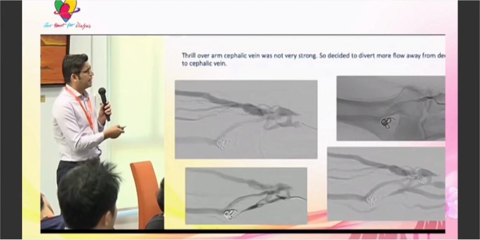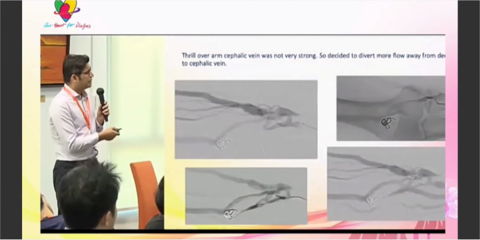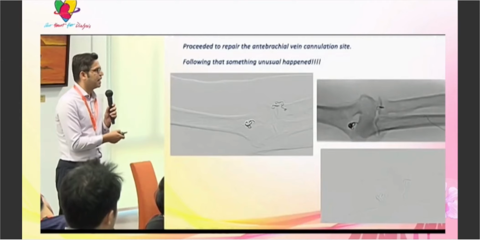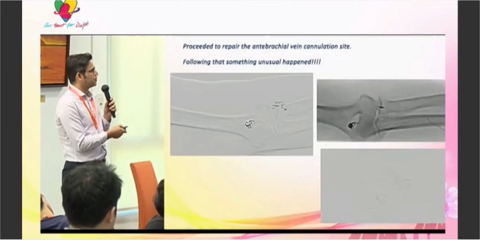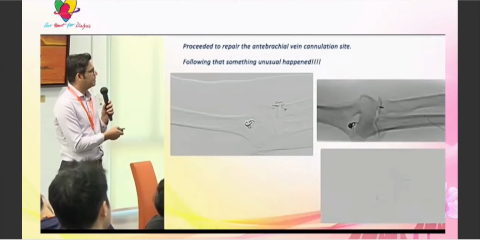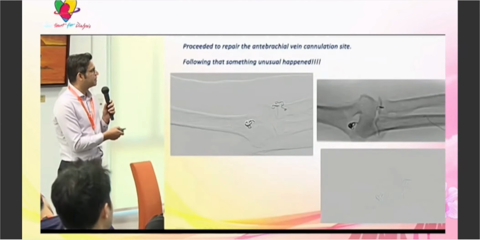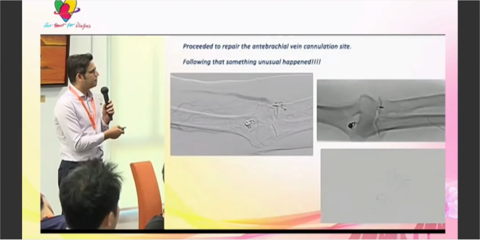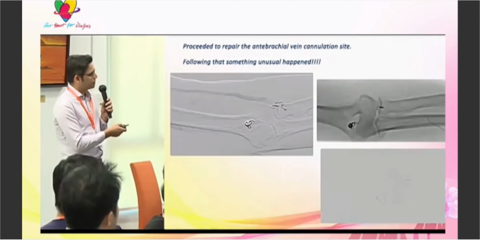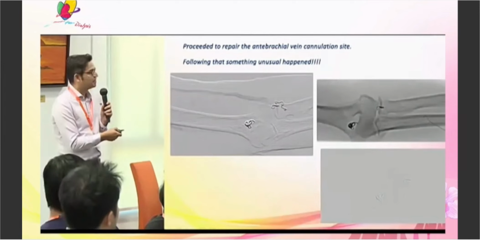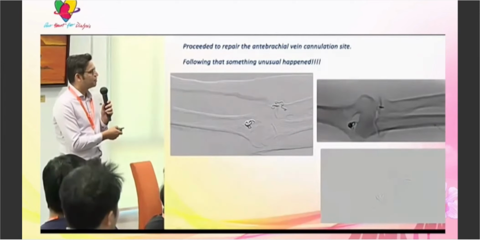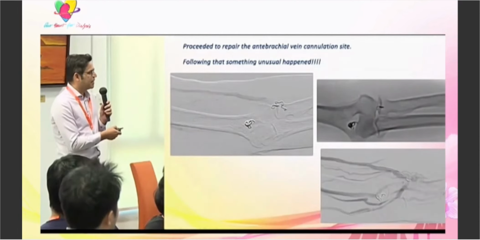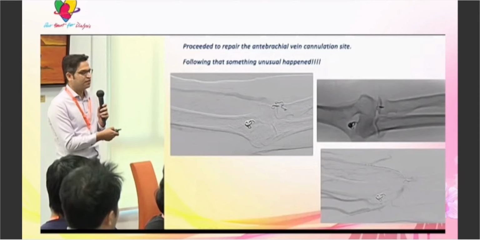So that looks quite decent here. And in the same setting, there was some damage to the antebrachial vein because of the cannulation. So it was repaired surgically. But what happened after that was something quite unusual and scary also. In fact, all of the coils that were used to divert the flow actually migrated back into the perforator vein. And then they had to be carefully fished out. Eventually managed to take them out and restore flow into the cephalic vein.